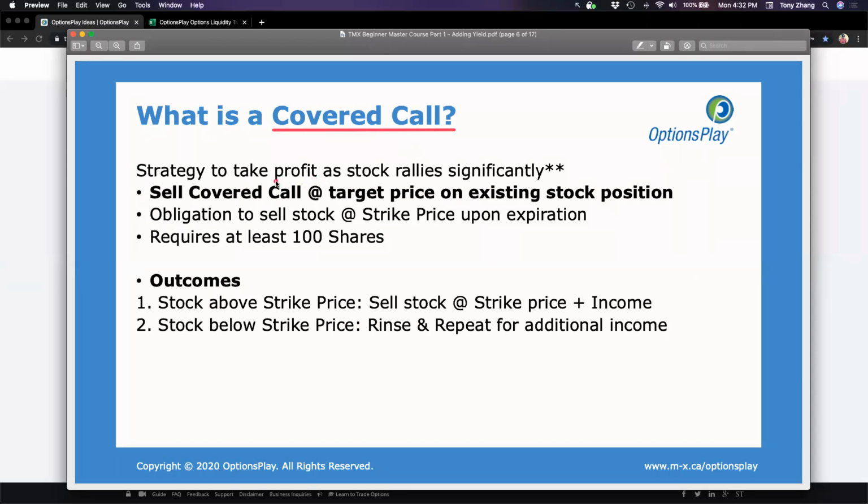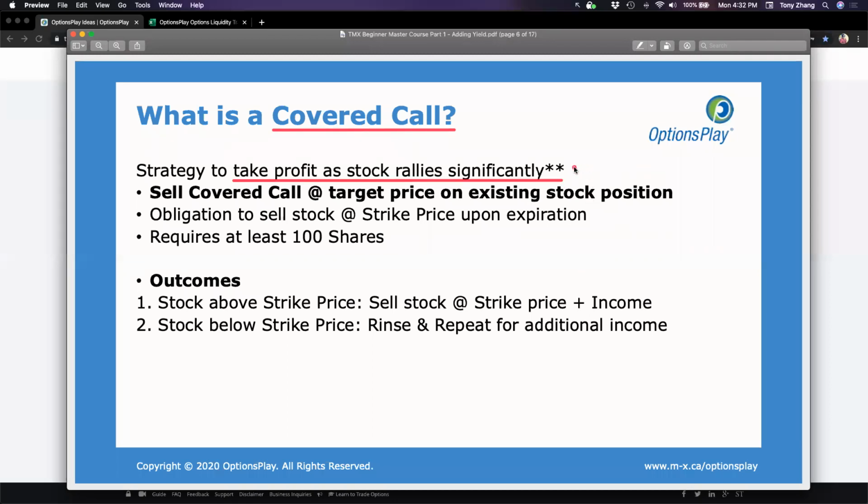So this is a strategy. I think the best way to think about covered calls is not as an income generating strategy, which is what you'll learn in most places. I think of covered calls as a way to take profit on the stocks that you own when they rally significantly. Think about why you own a stock.